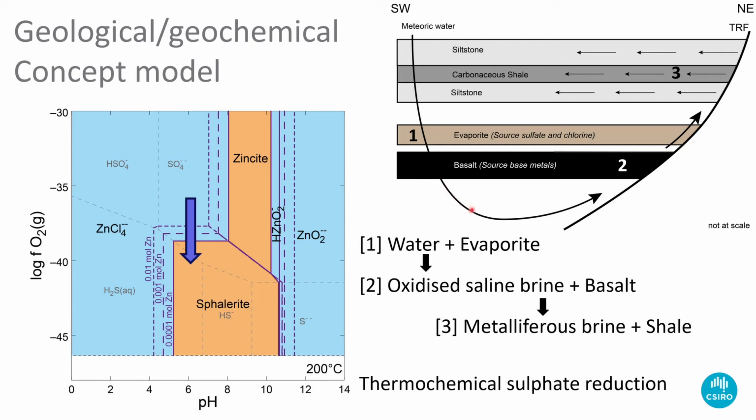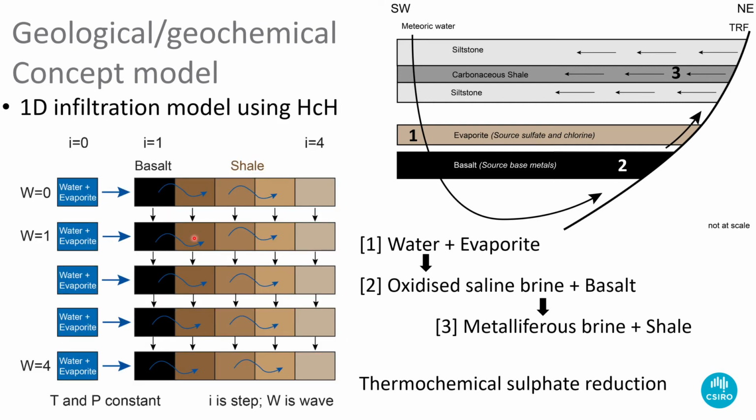This will generate a metalliferous brine, which will then migrate into the carbonaceous shale, and upon entry into the carbonaceous shale, the presence of organic matter as a reductant will cause the sulfate to become sulfide, as per the thermochemical sulfate reduction, and will trigger the deposition of sphalerite and galena. And this is indicated by this arrow here.